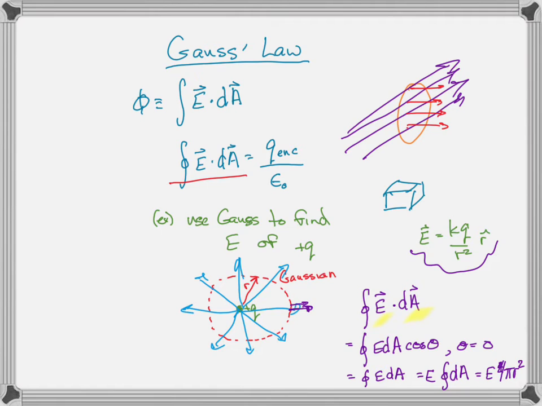So the flux through that surface is E times 4 pi r squared. But remember, what we're trying to do here is figure out what E is. So now we set it equal to Q enclosed over epsilon 0. Using Gauss's law, the left-hand side, E times 4 pi r squared, equals the charge enclosed by the sphere, which is just that Q divided by epsilon 0. So therefore, we can solve for E and say E equals Q over 4 pi r squared epsilon 0.